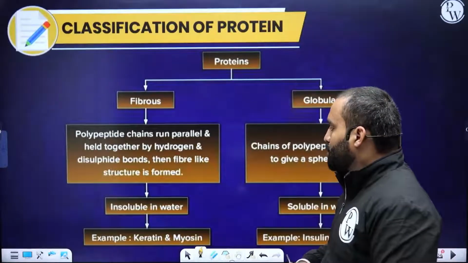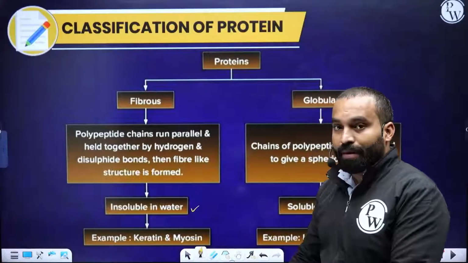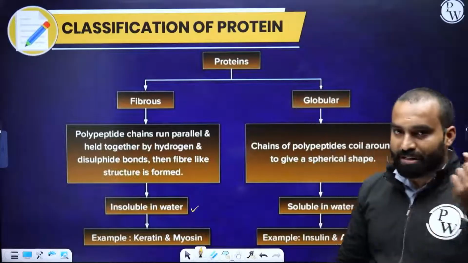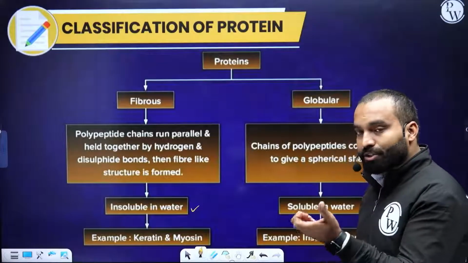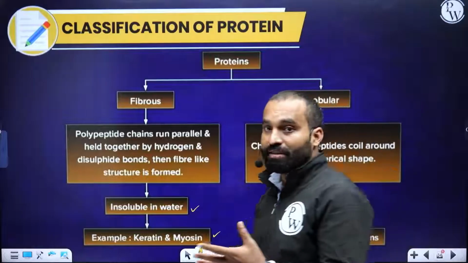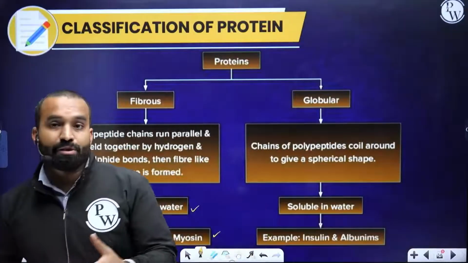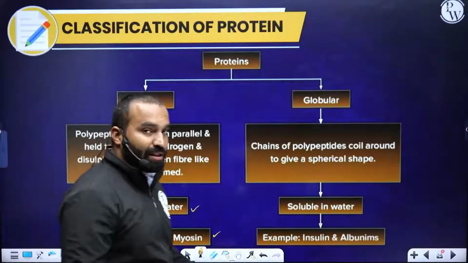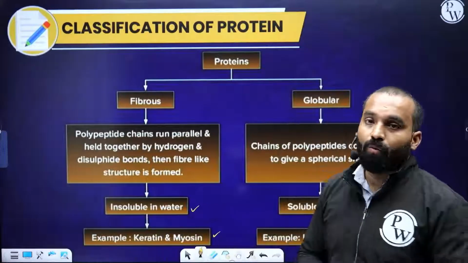Okay. So this is insoluble in water. Remember, it is insoluble in water. Examples: keratin, which is present in your hair, in your nails also, and myosin. These are the 2 examples. They may ask you in the examination what are the 2 examples of the fibrous proteins, and what are their properties. They are not soluble in water.